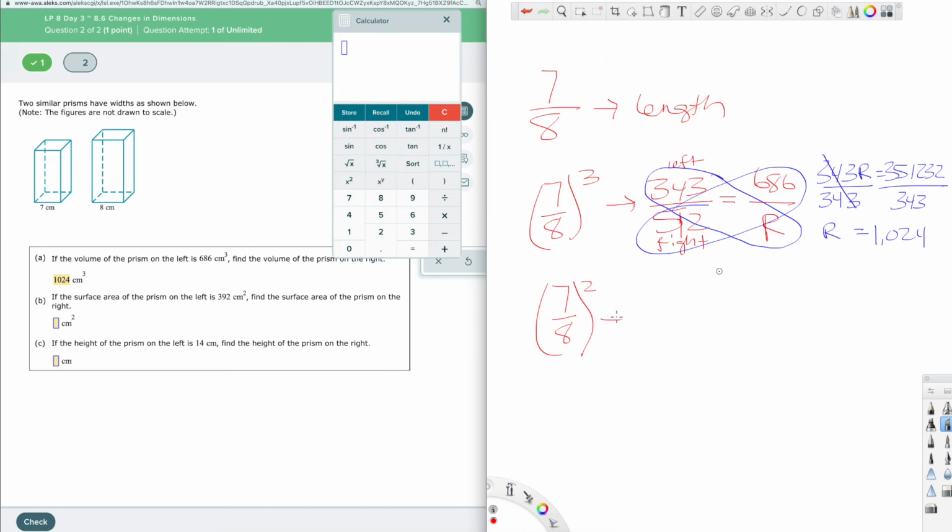So we have 49 over 64. So remember, this is my ratio for area. Now I can set up a proportion. And again, it's left, right.